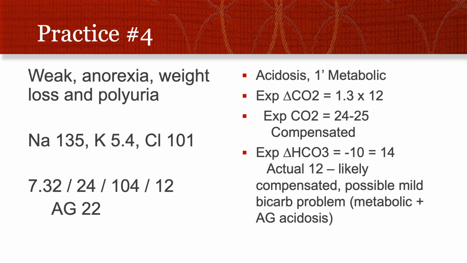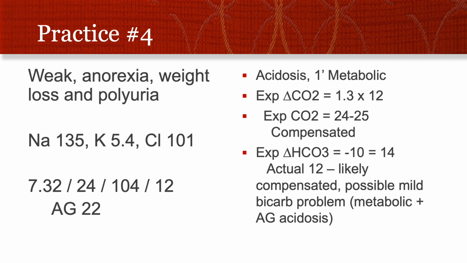If we go through our normal metabolic acidosis compensations, we expect the CO2 to change, and we expect it to change 1.3 times the change in the bicarbonate. In this case, the bicarbonate is down 12. 12 times 1.3 is about 15. And so our expected CO2 is down about 15. And in this case, that's right. So we have a compensated metabolic acidosis. Now onto the delta ratio.